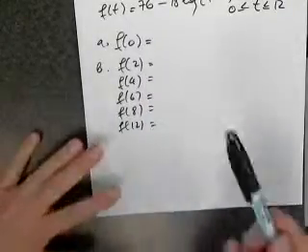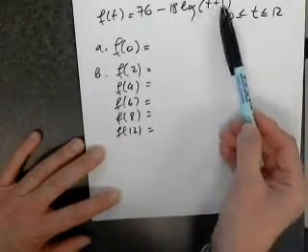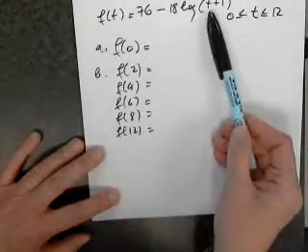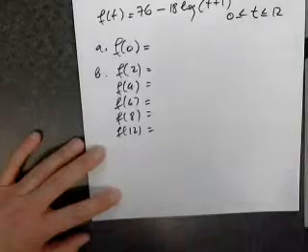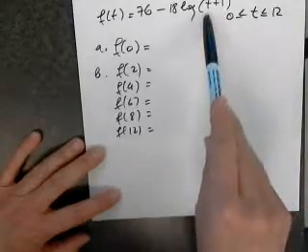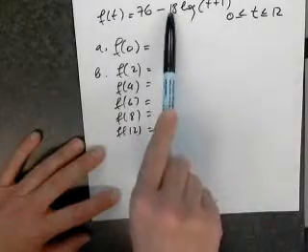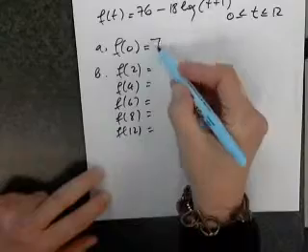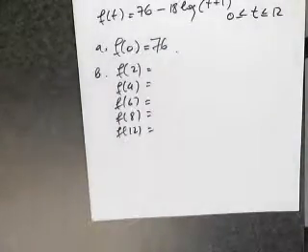Now, when t is 0, how much is 0 plus 1? How much is log of 1? 10 raised to which number is 1? Exactly. This will be 0. How much is 0 times negative 18? How much is 0 plus 76? That's it. So that was the score. Now we need the calculator for the rest.